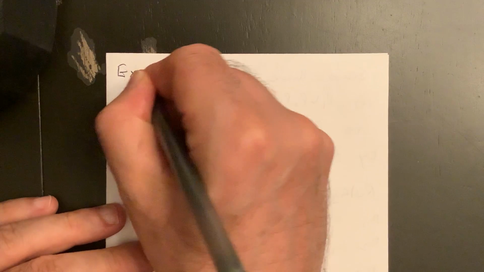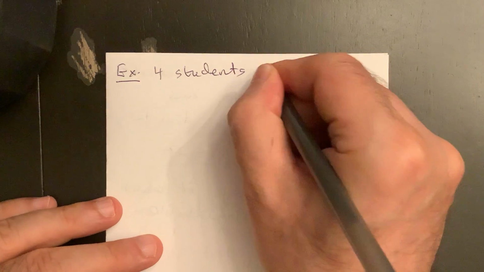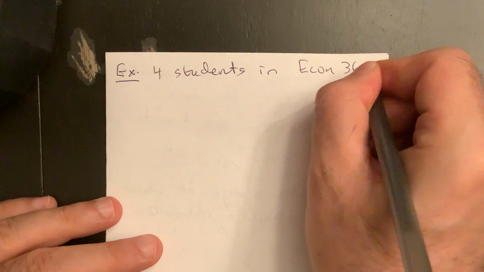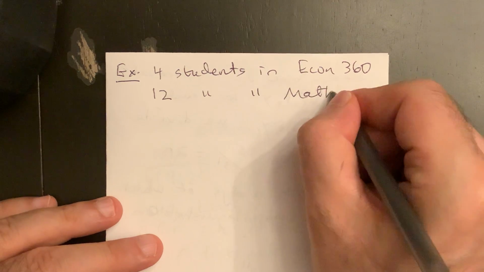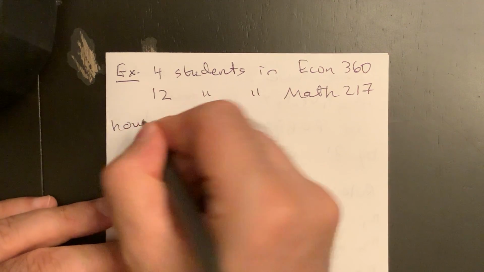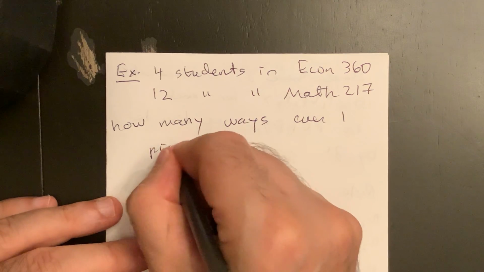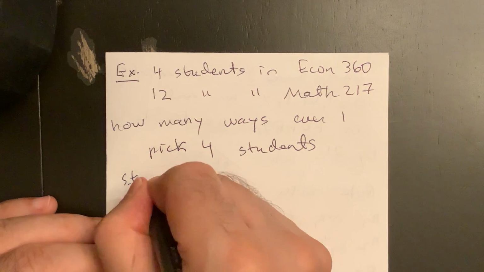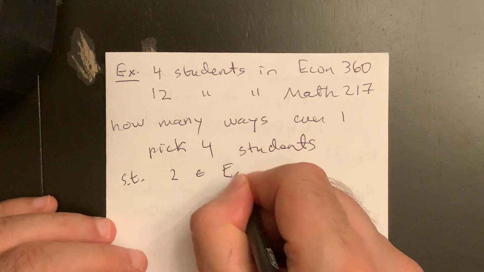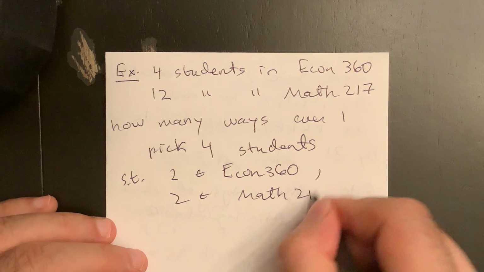Let's do another example. Say there are 4 students in Econ 360 and say there are 12 in Math 217. How many ways can I pick 4 students such that 2 are in Econ 360 and 2 are in Math 217?